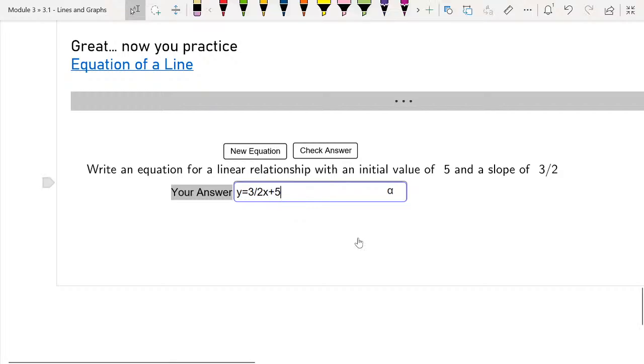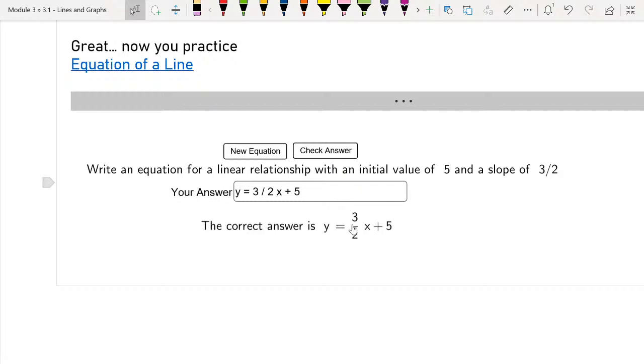Beautiful, exactly right. And so to read this out loud, it says you're going to go on the y-axis. You're always going to go up by 3 and over by 2. You're doing it over and over again, and you're not going to forget to start at 5. And then I can click check answer, and it will give me the right answer right there. Does that make sense? Awesome.